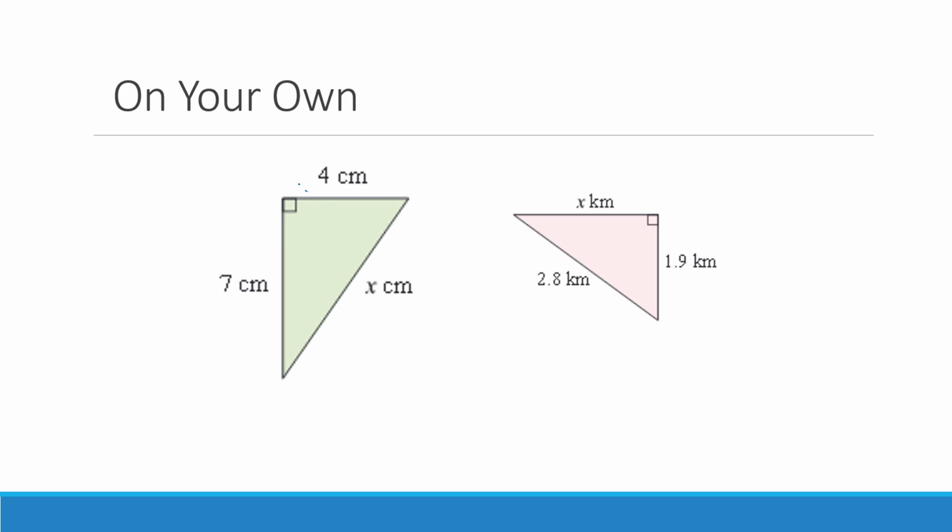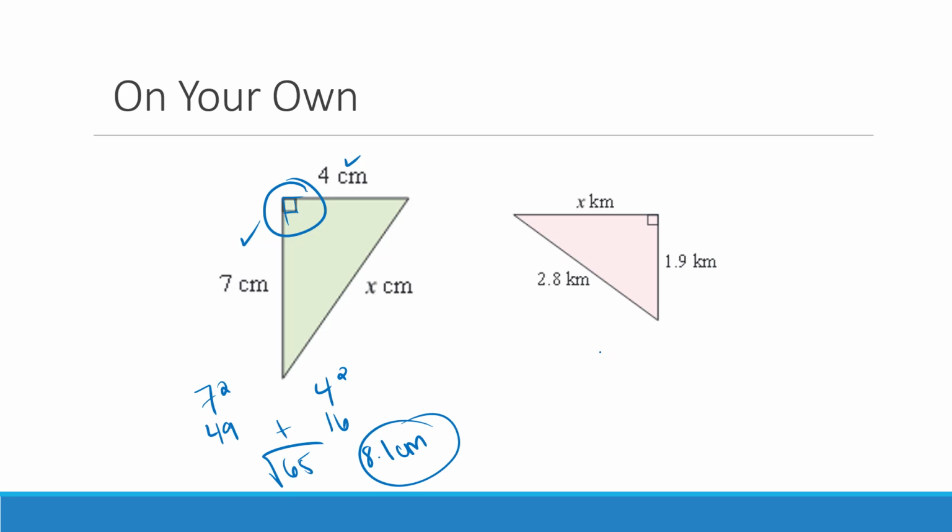I know this is upside down, but again, here's my chair. My chair is just upside down here. I know both of the ones that touch that chair. So when I raise them to the second power, 7 times 7 is 49, 4 times 4 is 16. Notice I'm going to add 49 and 16 together, which is going to give me 65. I'm then going to take the square root of 65, which is going to give me approximately, if I round it to the tenths place, 8.1 centimeters.